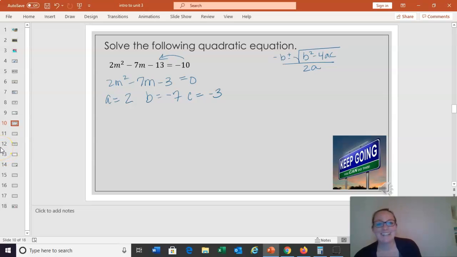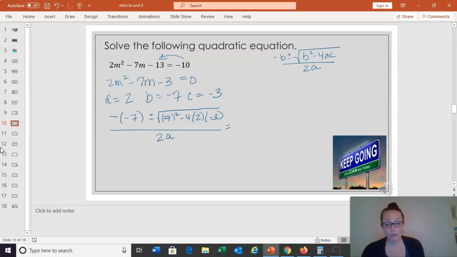That's nice. So now we just plug them in. So negative B. Be careful, it's a negative and then whatever B is. B is -7. Plus or minus the square root of B squared. That's a -7. Minus 4 times A times C, all over 2A. So think back to PEMDAS and the order of operations. We're going to do what's under the radical first. You can go ahead and simplify this. Negative times a negative is a +7.